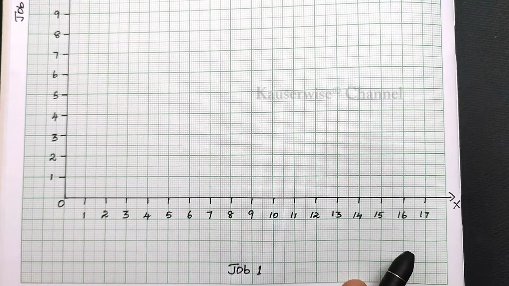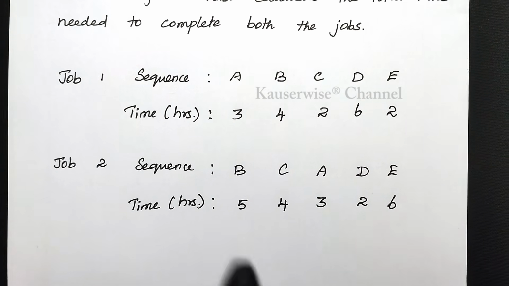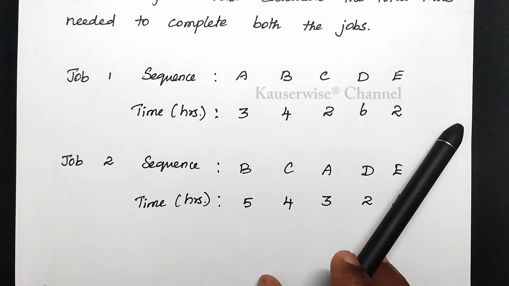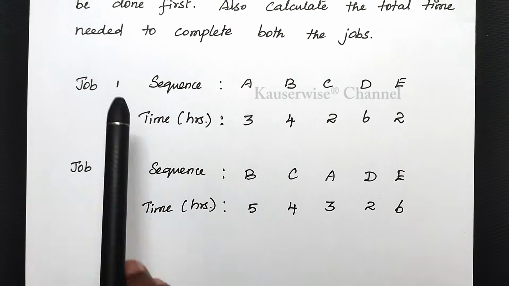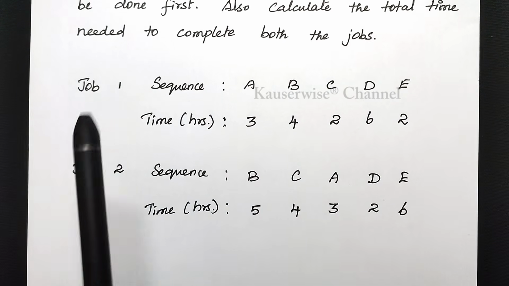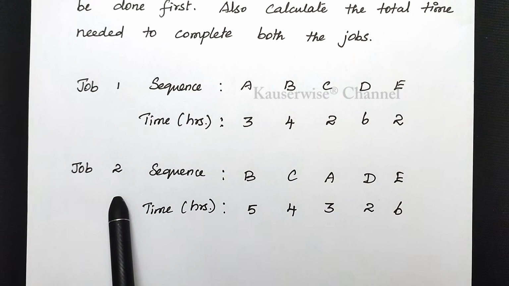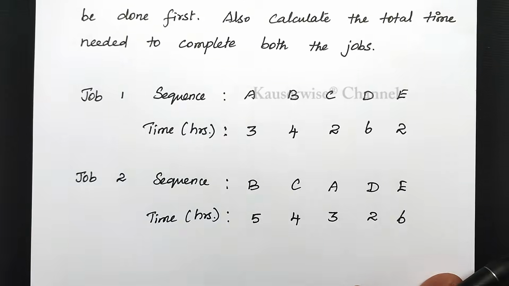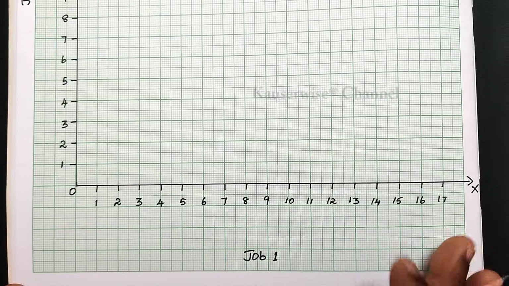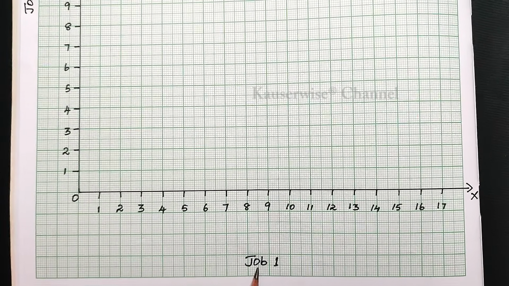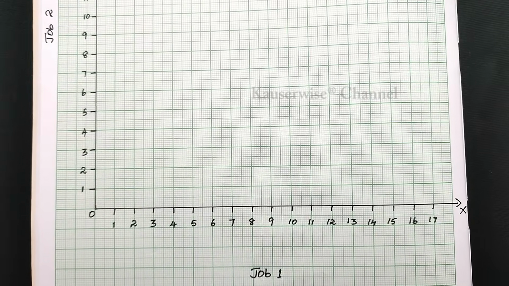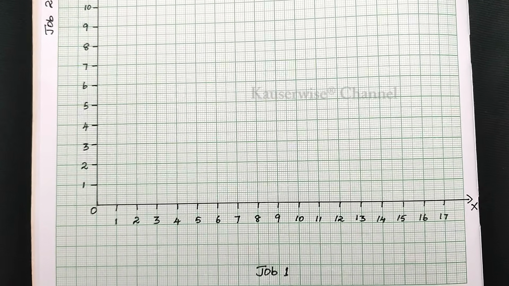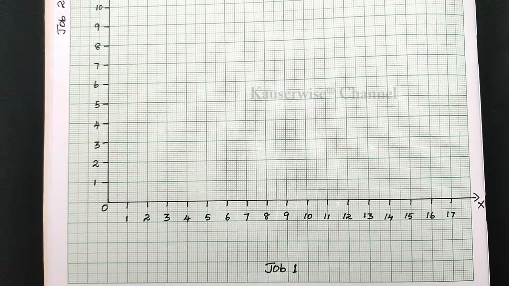Now see the problem. The next step is to lay out the machine time for the two different jobs on the corresponding axes. That is, x-axis denotes job 1 and y-axis denotes job 2. Now see the graph. I am going to lay out machine time for job 1 and job 2 according to the sequence given in the problem. First let us complete job 1, then we can go for job 2.